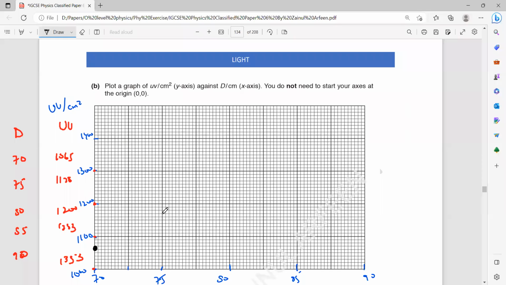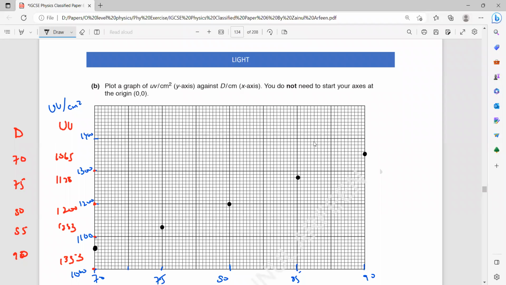So 1110, 120. So 38 somewhat or 28 somewhat here. Then at 80, it is 1200. So this will be the point. At 85, it is 1283. And then at 90, it is 1301, 1353. So 5 boxes, 1, 2, 3, 4, 5. So it will be here. So these are the points.